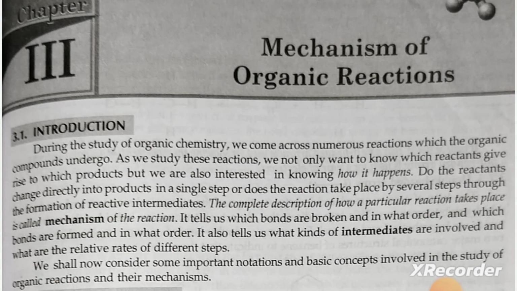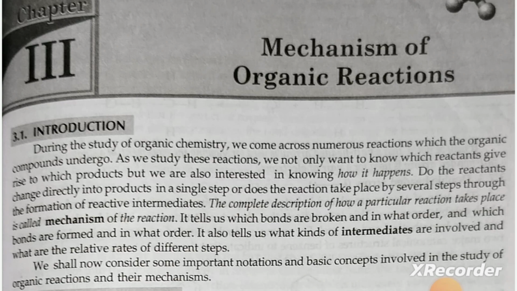Introduction. During the study of organic chemistry, we come across numerous reactions which organic compounds undergo. As we study these reactions, we not only want to know which reactants give rise to which product, but we are also interested in knowing how it happens. Do the reactants change directly into the product in a single step, or does the reaction take place by several steps through the formation of reactive intermediates?